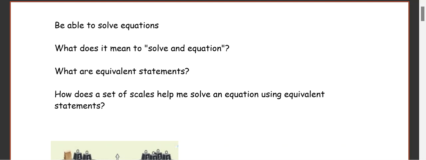In that question, need to solve an equation. Okay, so we need to solve an equation.